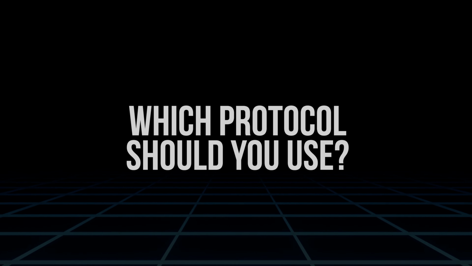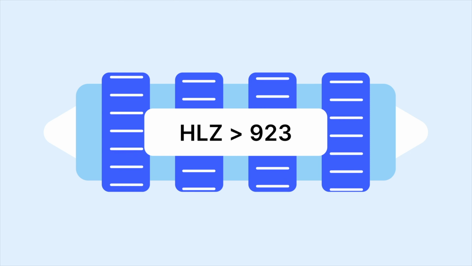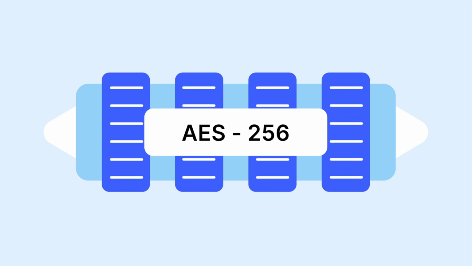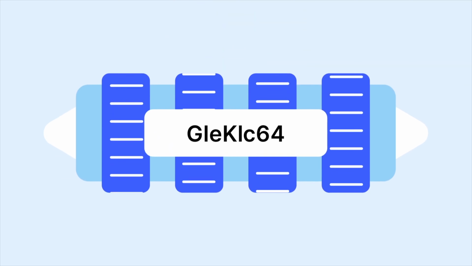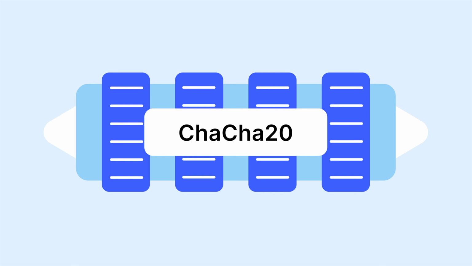Now, which protocol should you use? Let's make this super practical. Here's a simple cheat sheet for choosing between them. Use WireGuard if you want the fastest possible speed. You're streaming, gaming, or downloading a lot. You're using newer devices. You're not worried about doing advanced privacy configuration.